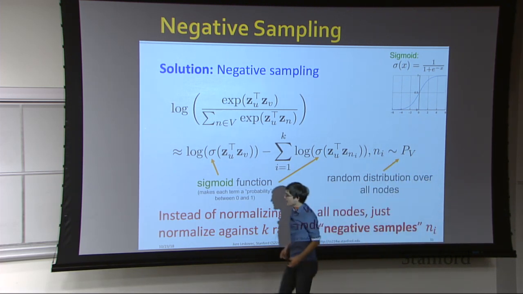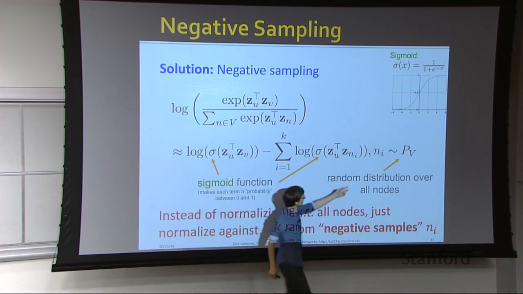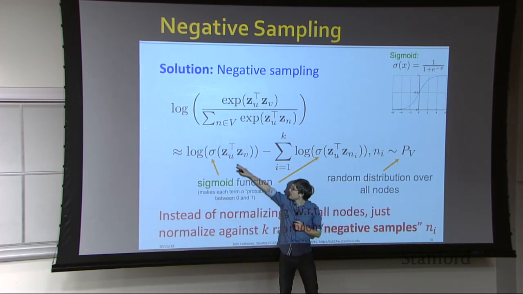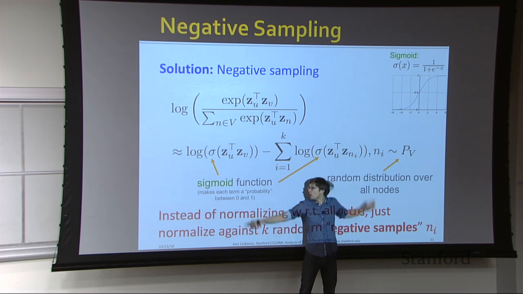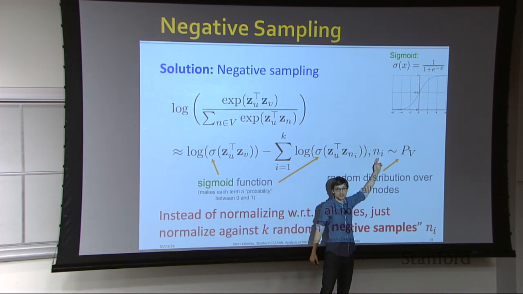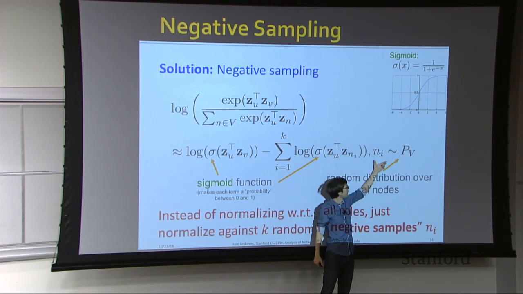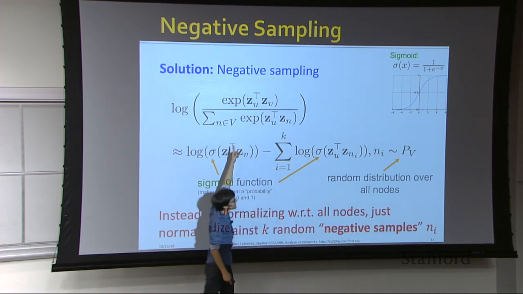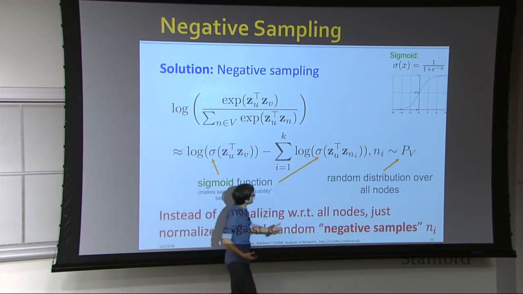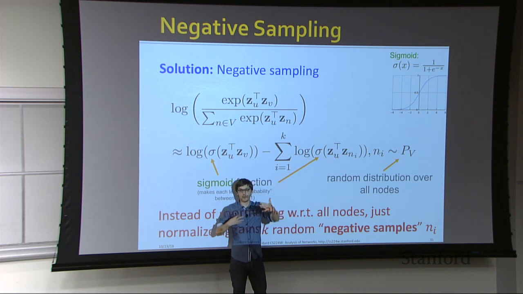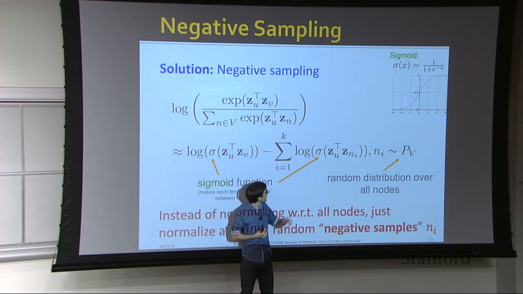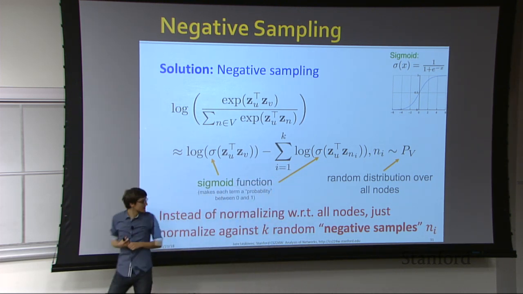I know the TAs were asking me this: these nodes can be the same, so node U or node V can be part of these negative samples. It doesn't really matter. But the point is that rather than summing over everything, you can approximate the sum by summing over a fixed number of randomly selected nodes. And now this becomes much more scalable.